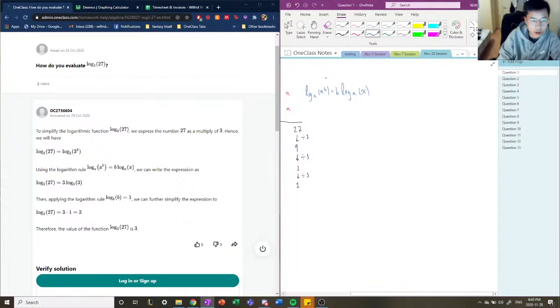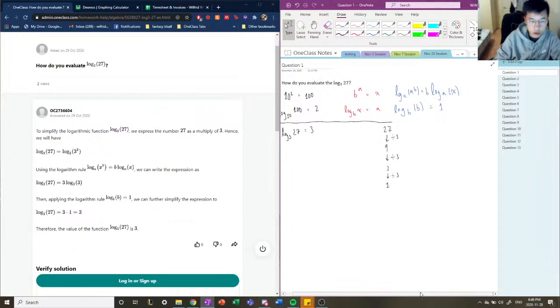The second rule that they use is this: log of base b with argument b is equal to 1. So they use these two logarithmic rules to calculate the log of base 3 of 27. First of all, let's use our power rule. This is the first way, and we'll do the second way right now.